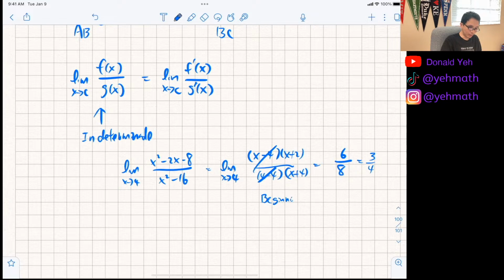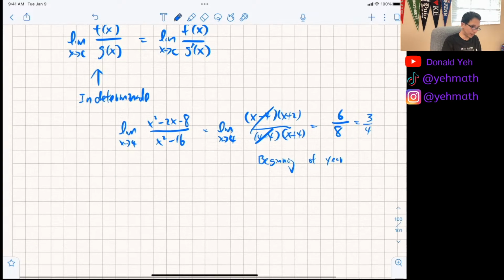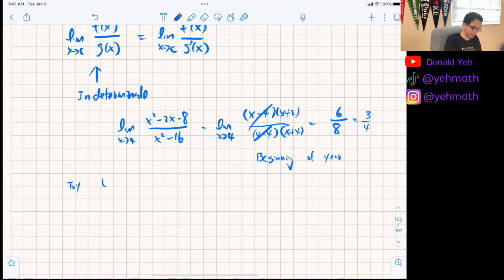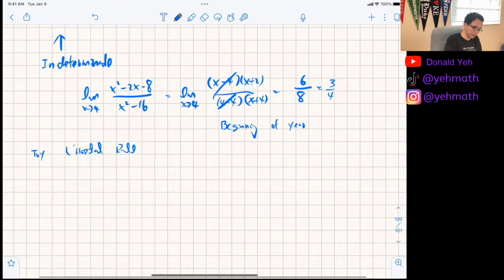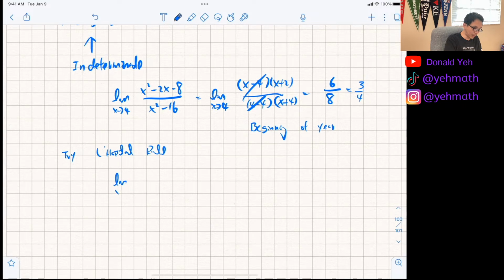Because we don't have many tools. Let's try L'Hopital rule. We say limit as x approaches 4, x squared minus 2x minus 8 over x squared minus 16. Now, we plug in 4 in here. We find out this is 0 over 0, like before.